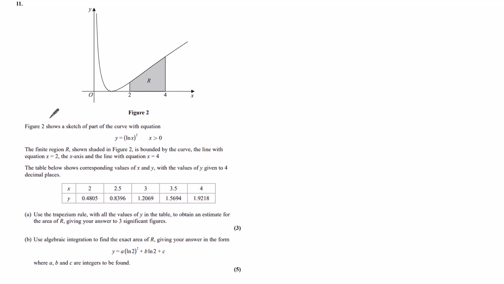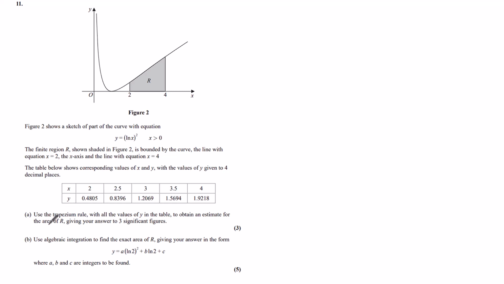Question 11. Figure 2 shows a sketch of part of the curve with equation y equals (ln x) all squared, where x is greater than 0. The finite region R, shown shaded in figure 2, is bound by the curve, the line with equation x equals 2 and the line with equation x equals 4. The table below shows corresponding values of x and y with the values of y given to 4 decimal places.